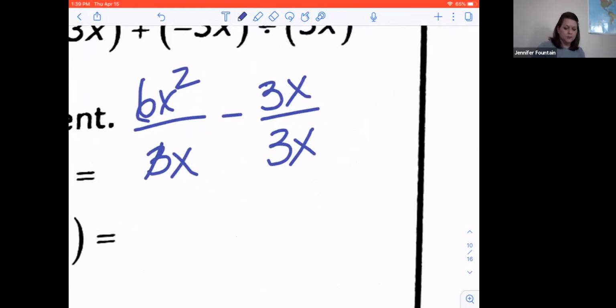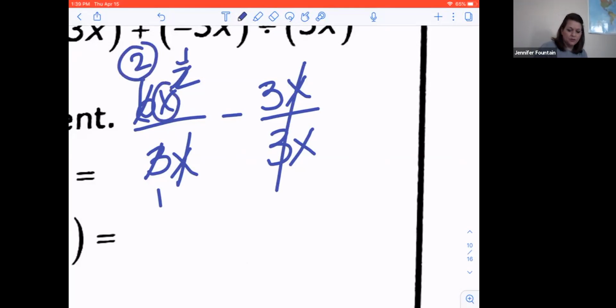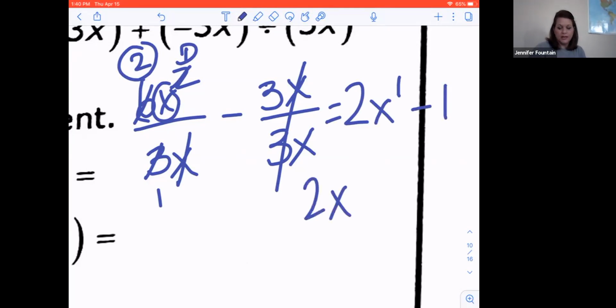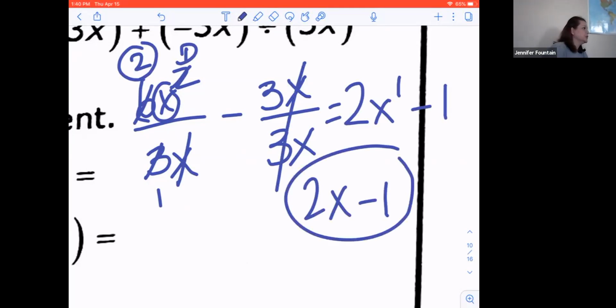So again, start with my coefficients. Now I have x squared divided by x. My x cancels, and this becomes x to the first. And then these two just cancel. 3x divided by 3x is 1. So now I have 2x to the first minus, now remember this is 1. So 2x minus 1 is my final answer there. Since 3x divided by 3x is 1, it doesn't just go away, okay? It just reduces to be a 1. So it's 2x minus 1.